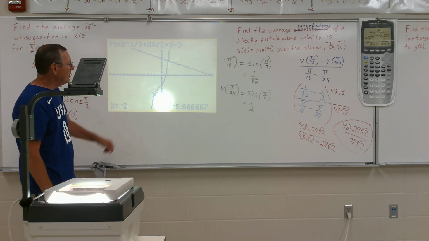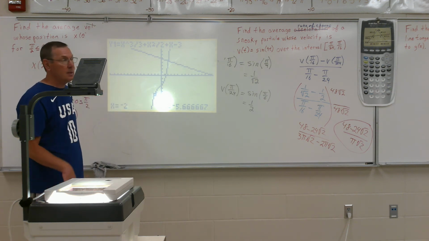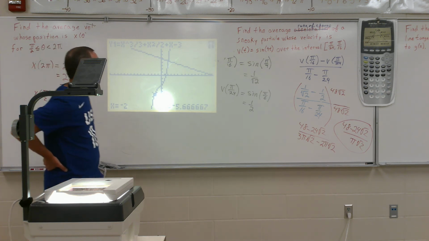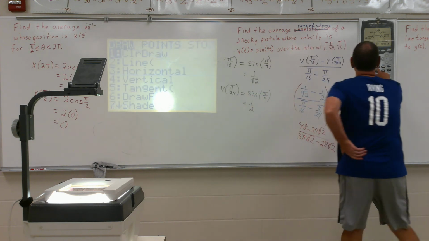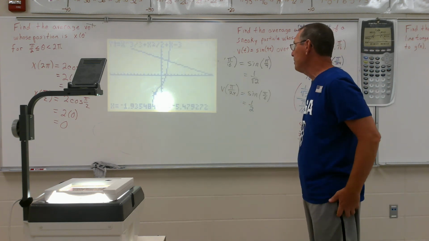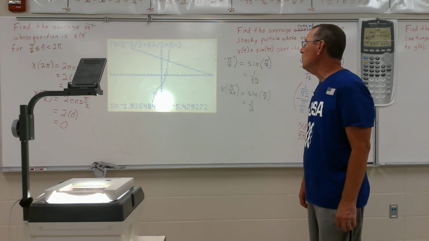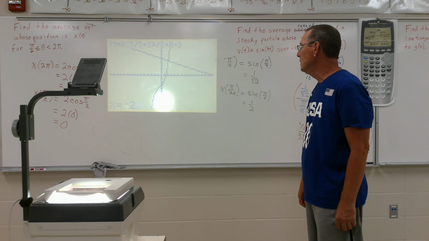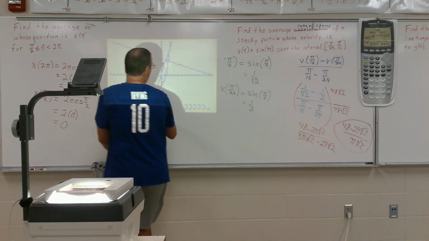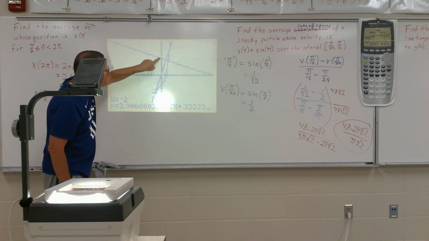Okay, now we're going to draw a tangent from this curve. So second draw. Okay, we want to draw a tangent, so that's number 5. We want to draw a tangent at x equals negative 2, so negative 2, enter. Okay, and there's the tangent. This line right here is the tangent. Does that look like that's perpendicular?